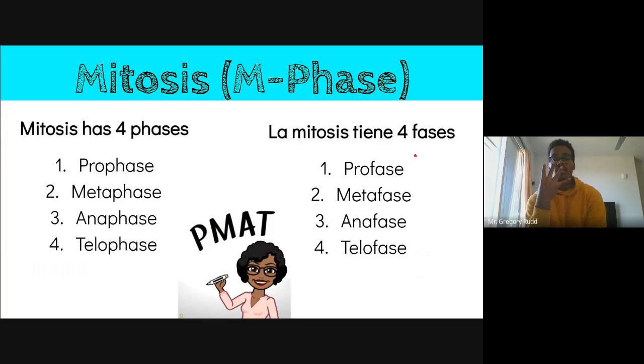Mitosis has 4 steps, 4 phases. And we've got to remember the order of these phases. But they've got some pretty significant clues that make it a little easier for us to remember them. The first step is called prophase. The second step is called metaphase. The third step is anaphase. And the final and fourth step is called telophase. PMAT.